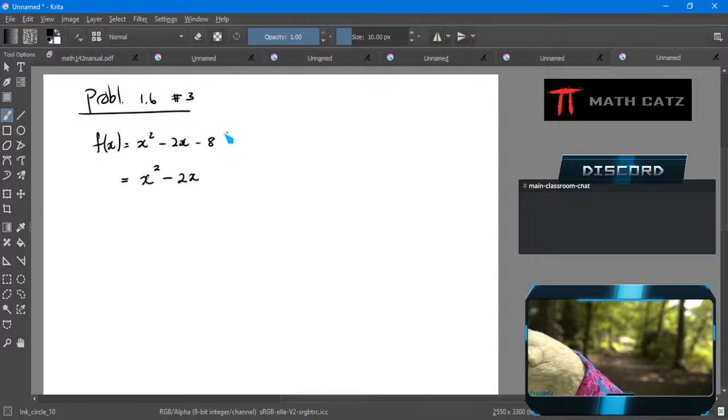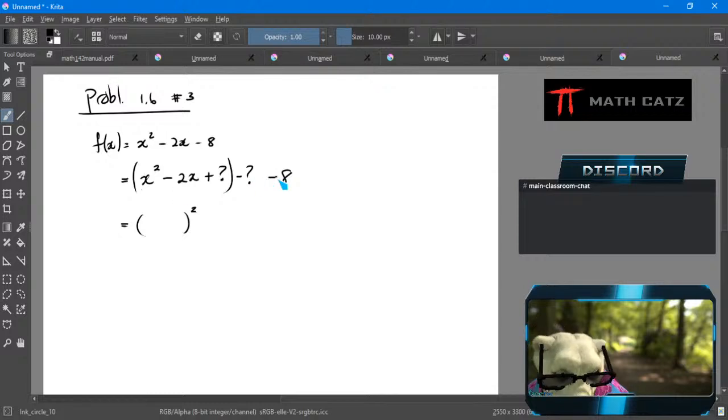I don't like this 8. This 8 is bothering me on a personal level. So just stay out of my way. 8, I don't like you. I can't get rid of you right away, so I just don't want to look at you right now. I want something else. I don't know what that something else is going to be, but I know it's not 8. I want something else that would give me some bracket squared. Now I can't just add this question mark value. Then I've changed the function, so I need to take it away again so that everything is still in balance and nothing has happened.